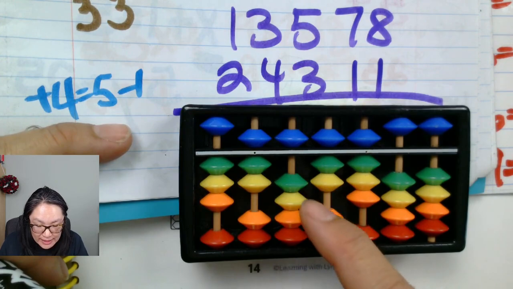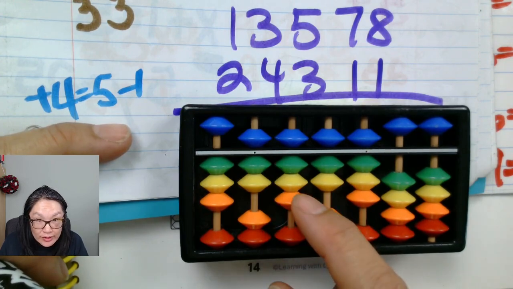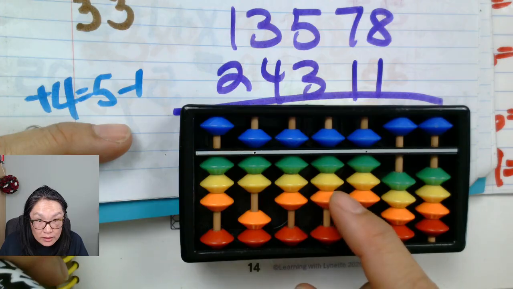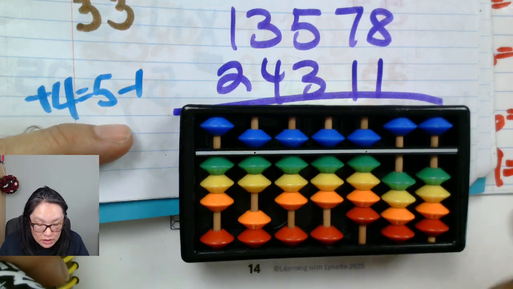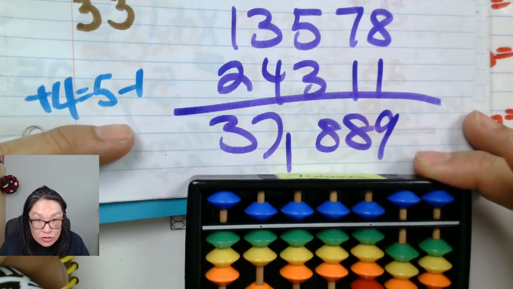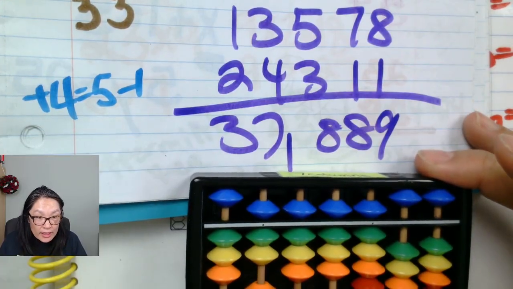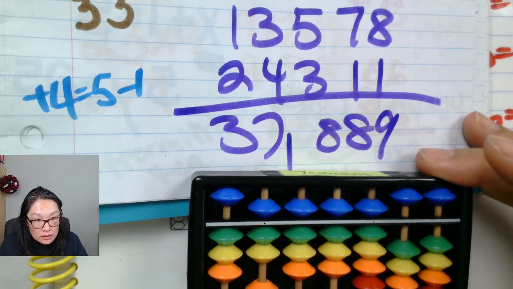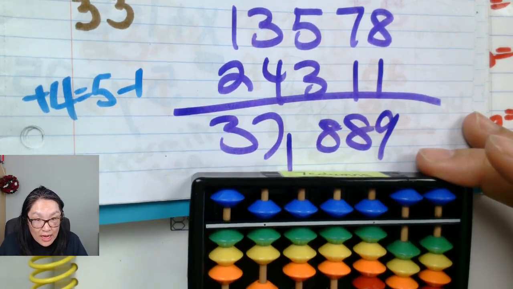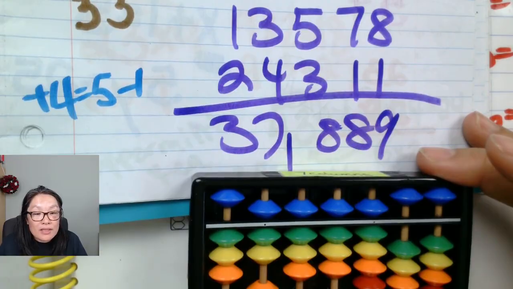Now the question is can I add 3? Yes, all I do is add the 3, add the 1, and then add my final 1. So my final answer is 37,889. So now it becomes scalable.